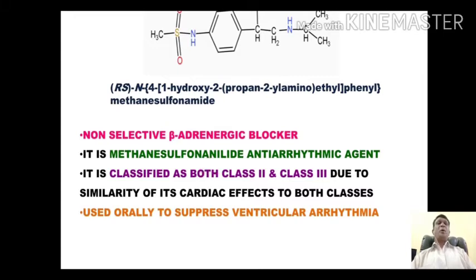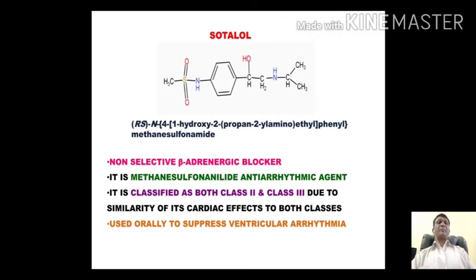Now as I mentioned, this drug is a non-selective beta blocker. One very important point is that this drug is initially thought to belong to the class 2 agents, but due to its effect on some other ion channels, it is also considered a class 3 agent. That means this drug is included in both class 2 and class 3 due to the similarity of its cardiac effect to both the classes. This drug is used orally to suppress ventricular arrhythmia.